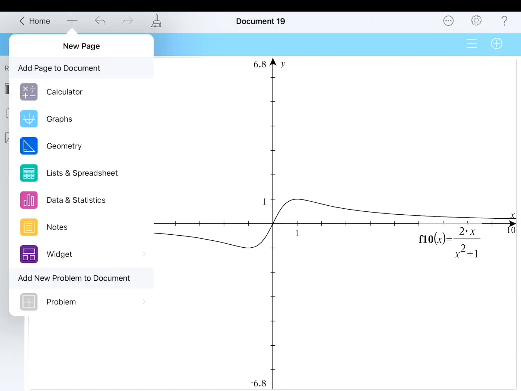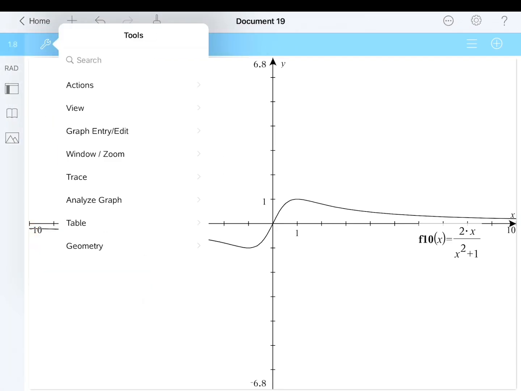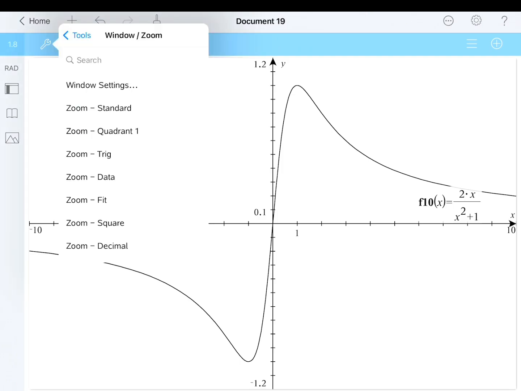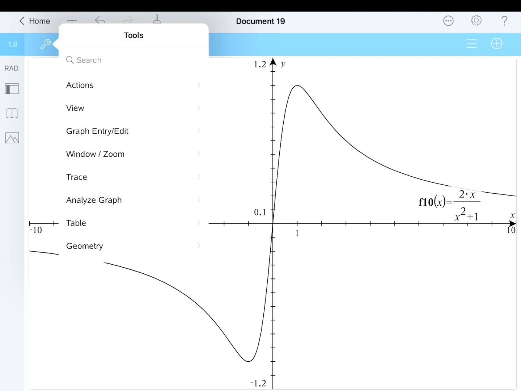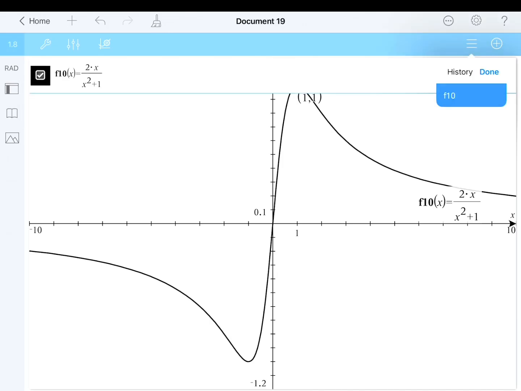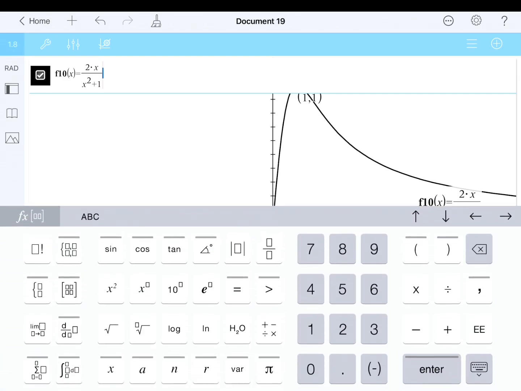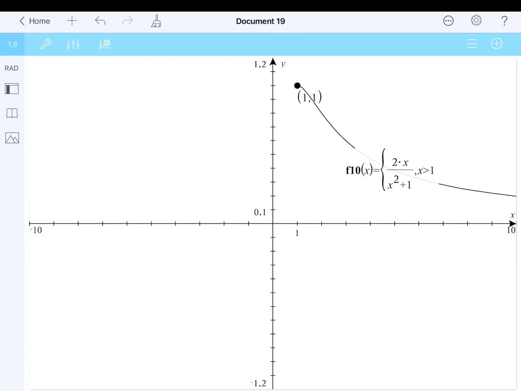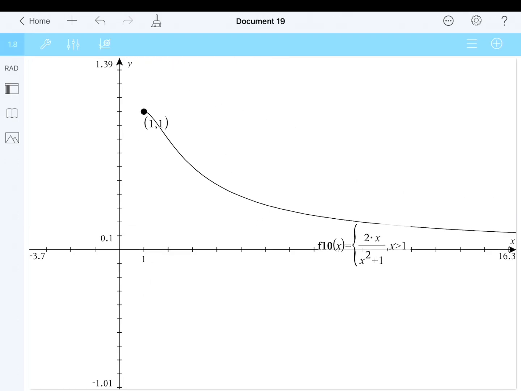Maybe I will make it zoom fit, menu 4a, and I got this function. I would probably find the local maximum or minimum to restrict the domain, right? So if I try to find the analyze graph maximum from lower bound to upper bound, at x equal to 1 it gave me the local maximum. So if I restrict here using the given statement and x bigger than 1, then voila, this function would be one-to-one, hence it will have an inverse. Okay, that is how you can also demonstrate.